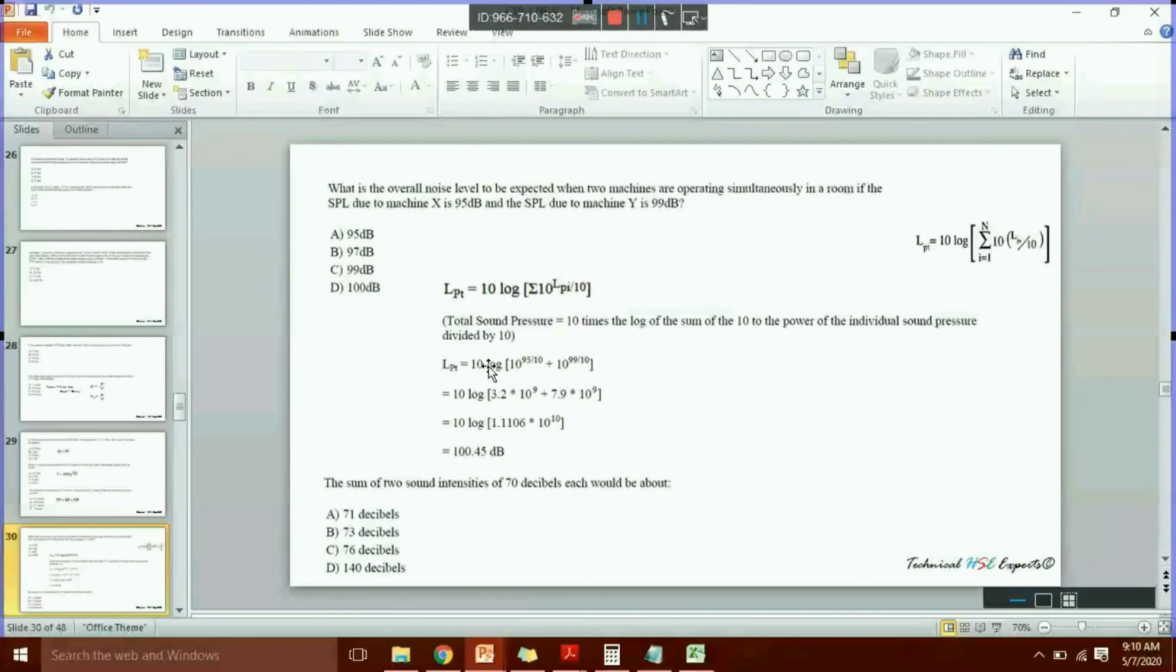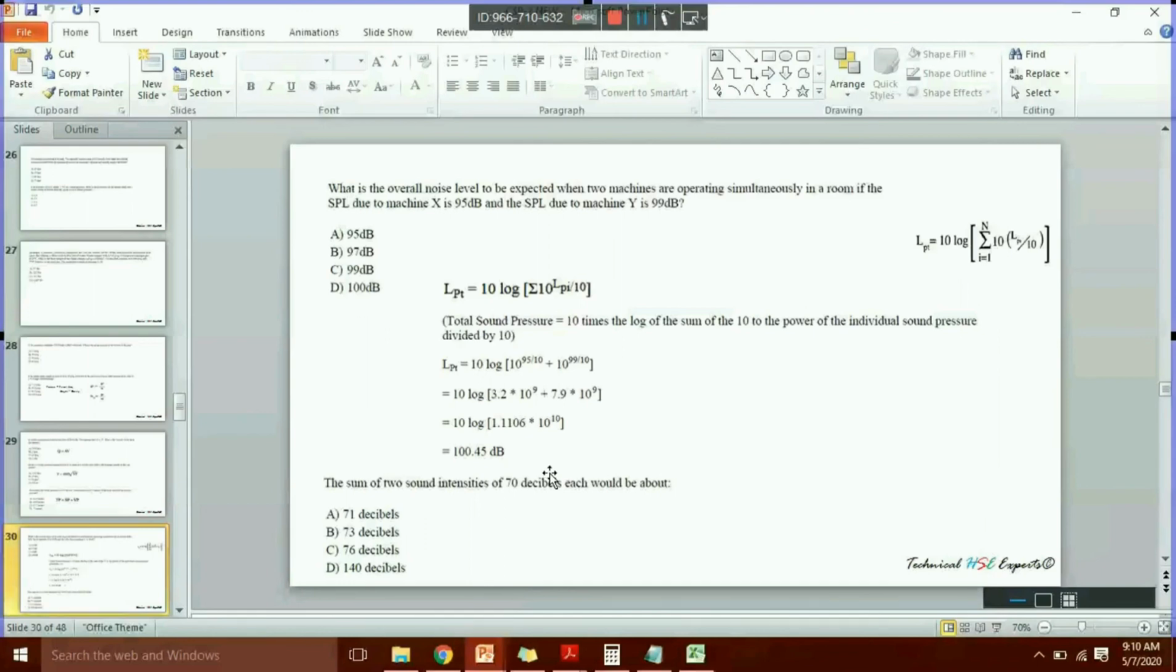The sum of two sound intensities of 70 decibels each would be about how much, they are asking. For example, two machines are running and both are producing the same value. Then what will be the noise exposed? That is 73, the question behind this. Option B. So it will be 73. How are you telling? The difference is 0, so we are adding 3 to the higher only. Very good, now you got the concept.